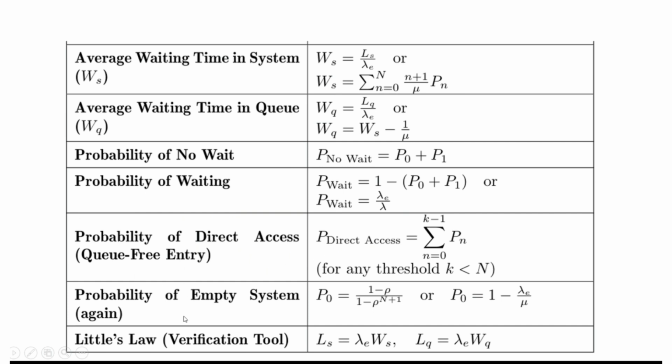Again, you have a probability of empty system. So it is another way to compute the same as in point 2. So it is an alternative formula.